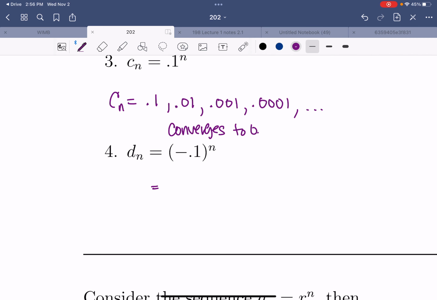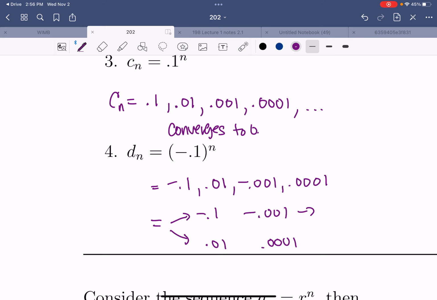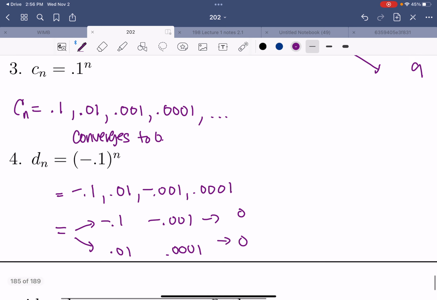What about negative? Well, negative 0.1 is your first one. And then you'd get positive 0.01, and then negative 0.001, and then positive 0.0001. And now if you think about splitting the positives and the negatives, negative 0.1, negative 0.001, and 0.01, 0.0001, these are both going to 0. So that means that my limit is going to go to 0, and this one is going to converge to 0 as well.